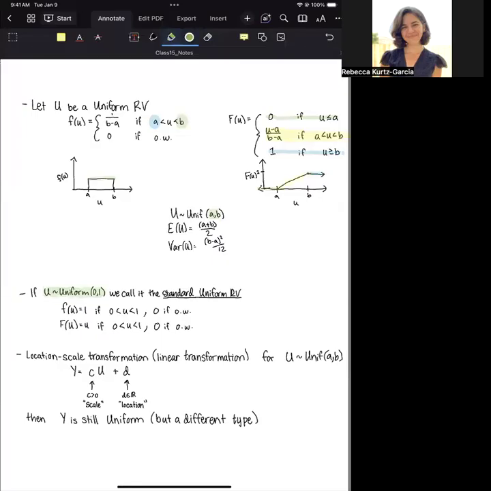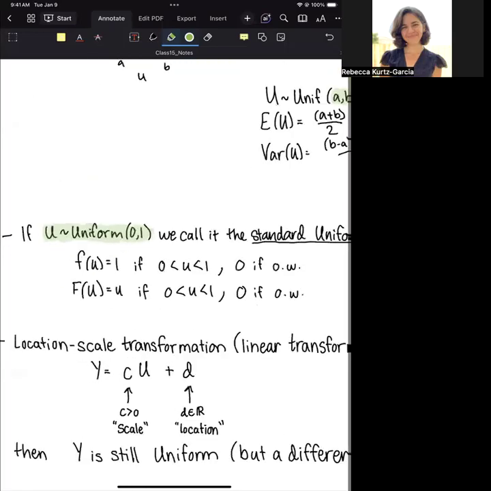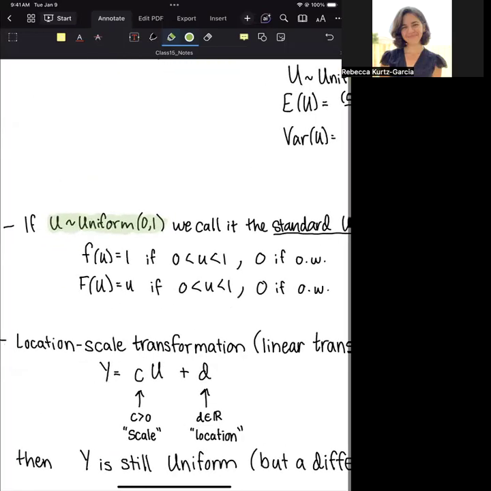Now, one thing we haven't talked about, we've mentioned transformations a little bit in the discrete case, but we can also have transformations in the continuous case. One of the types of transformations we're often interested in is called location scale transformations. A location scale transformation looks like the following form.